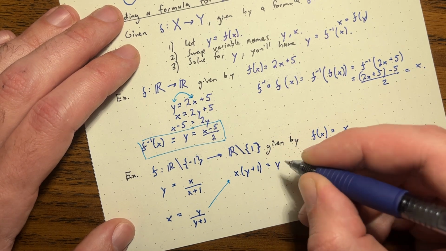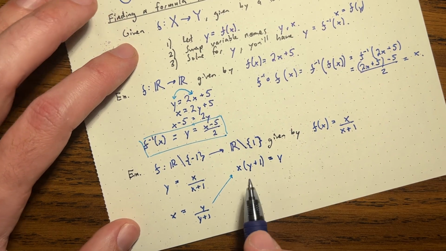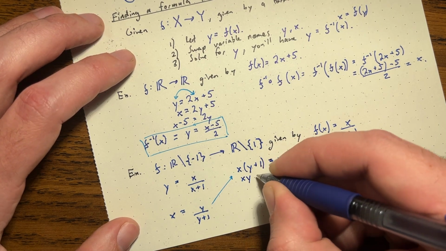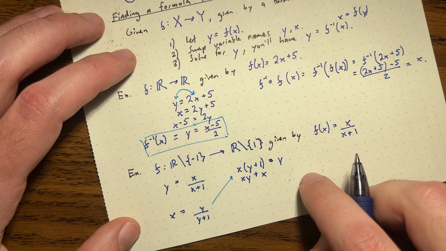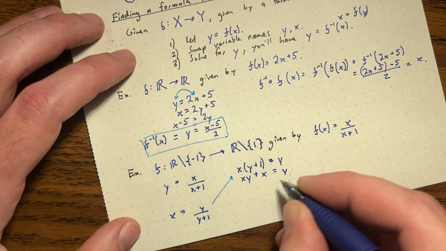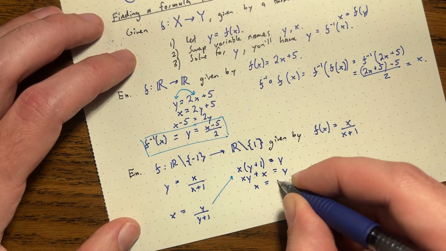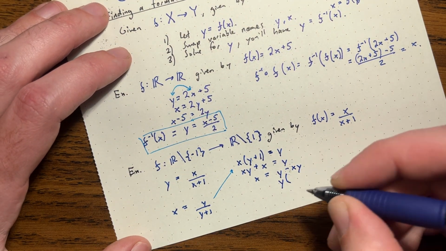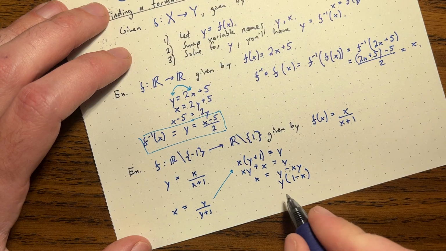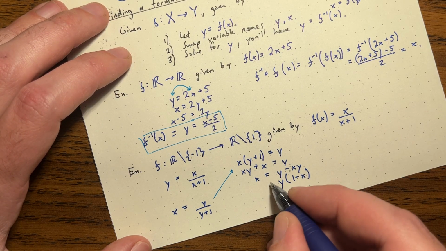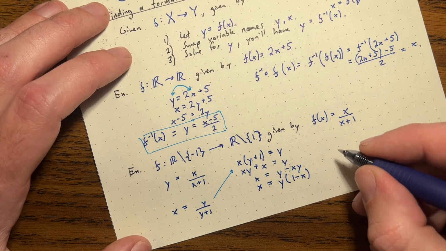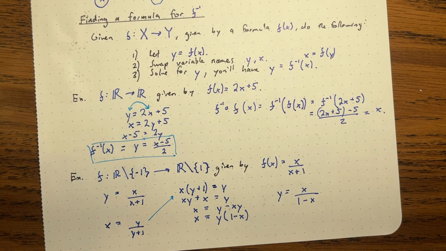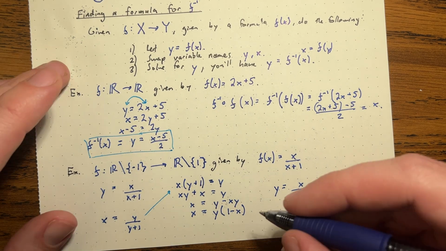If you haven't seen this trick before, this is a good one to know. So multiply by that, and then the idea is I want to get all the y terms on one side. So let's move this over to the left. So I get x is y minus xy, and here's the trick. You factor out the y, and that makes the two y's become one y, and so now I can solve for it. So y is going to be x over 1 minus x. That's my inverse function. This is my f inverse.